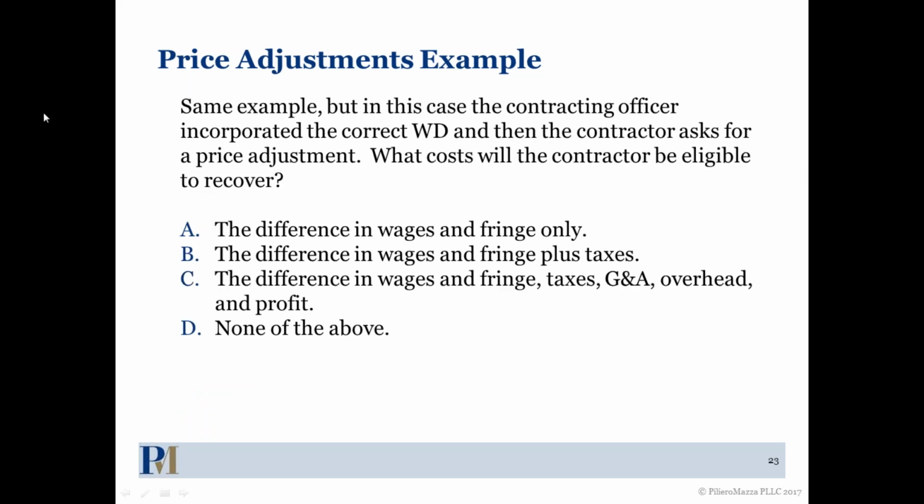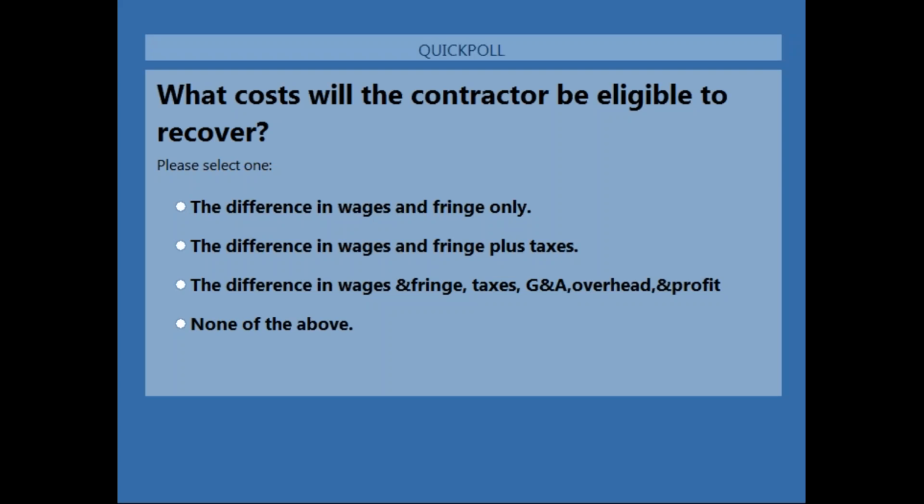Okay, we're going to do one more example, and it's the same example as the first, but in this case, the contracting officer incorporated the correct wage determination into the contract. Then the contractor asks for a price adjustment. What costs would the contractor be eligible to recover? A is the difference in wages and fringe only. B is the difference in wages and fringe plus taxes. C is the difference in wages and fringe, taxes plus G&A overhead and profit, or none of the above.